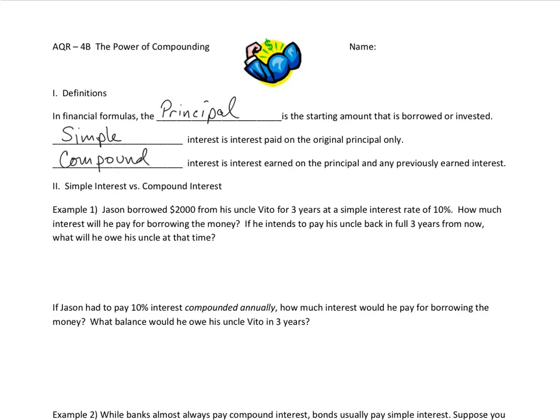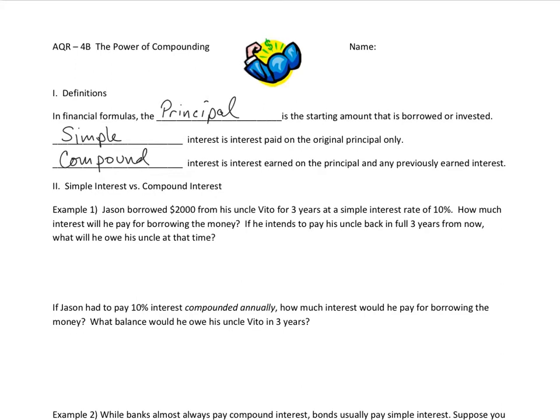So we have these definitions here. In financial formulas, the principal is the starting amount that is borrowed or invested. If you have a mortgage, you know what a principal is. If you have a car loan, you know what a principal is. If you are investing money, you know what a principal is. So it's the amount that you're starting with.